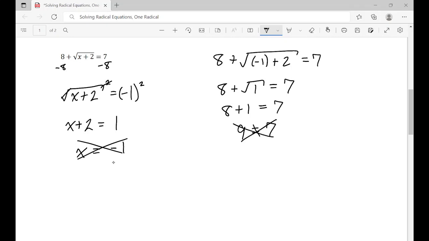And since I have nothing else that I solved for that I got an answer, I can say that there is no solution to this equation.